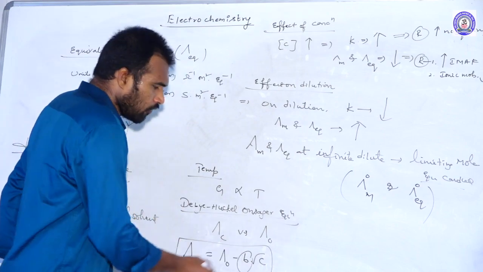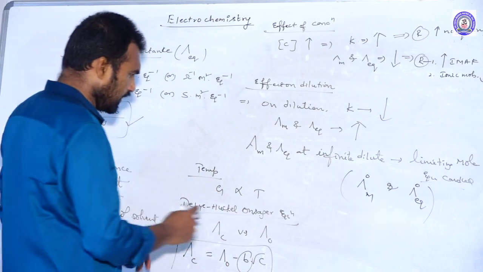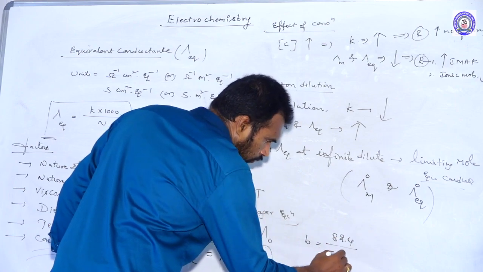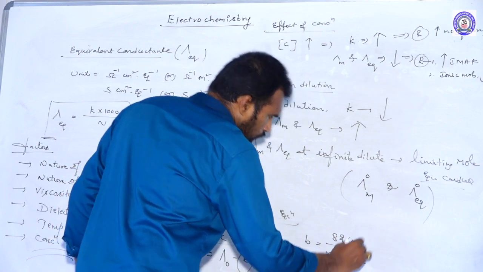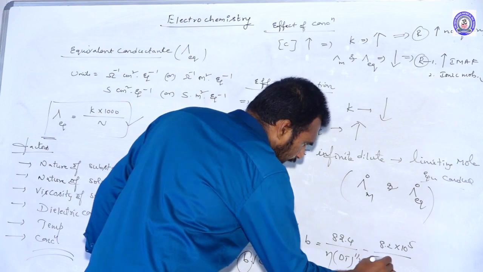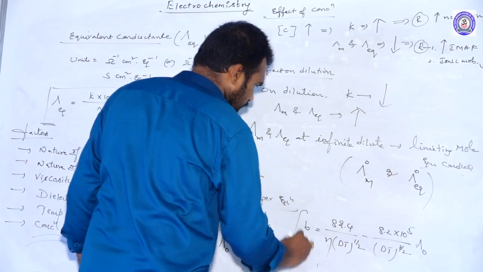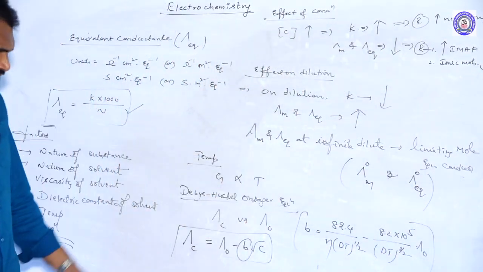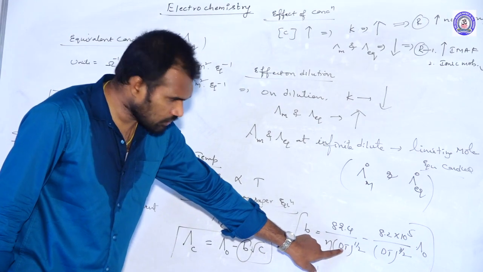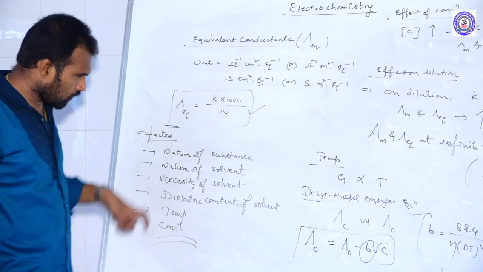Here C is nothing but concentration, and B is a constant, the Onsager constant. B is equal to 82.4/(η(DT)^(1/2)) minus 8.2×10^5/((DT)^(3/2))×Λ°. That value is considered a constant. Here η is the coefficient of viscosity, D is the dielectric constant, and T is the temperature. So it depends upon dielectric constant, temperature and viscosity; that is why these factors are given.